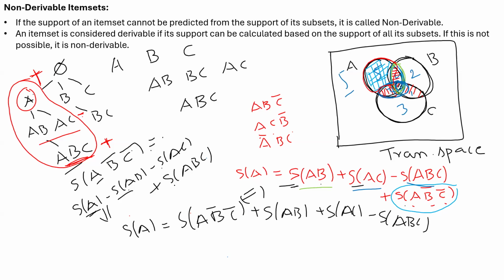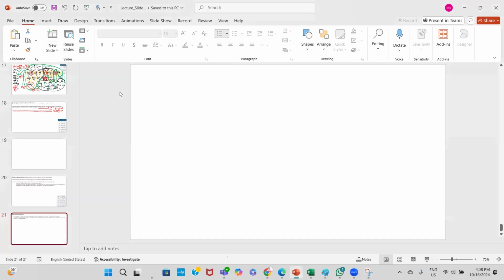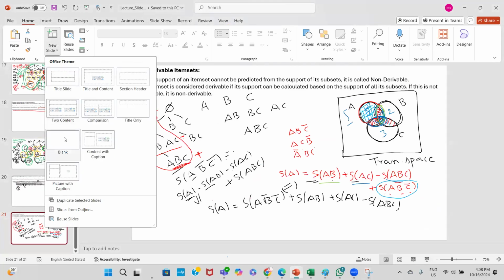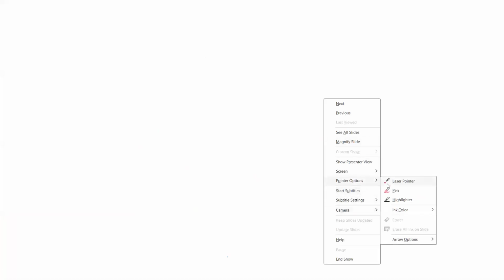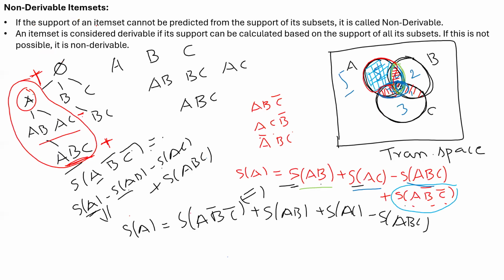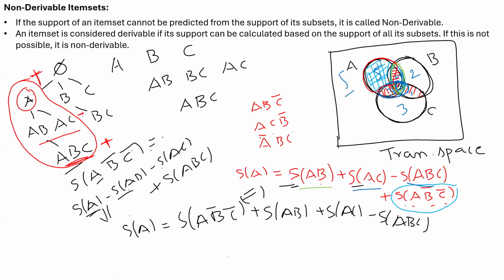Now, let me add a new slide. I'm going to show you another example. If you want to convert S, A, B bar, C, what is S, A, B bar, C? Any idea in the diagram? This is the part, right? S, A, B bar, C is nothing but this one. This part is called S, A, B bar, C. Only this part. You look at this.